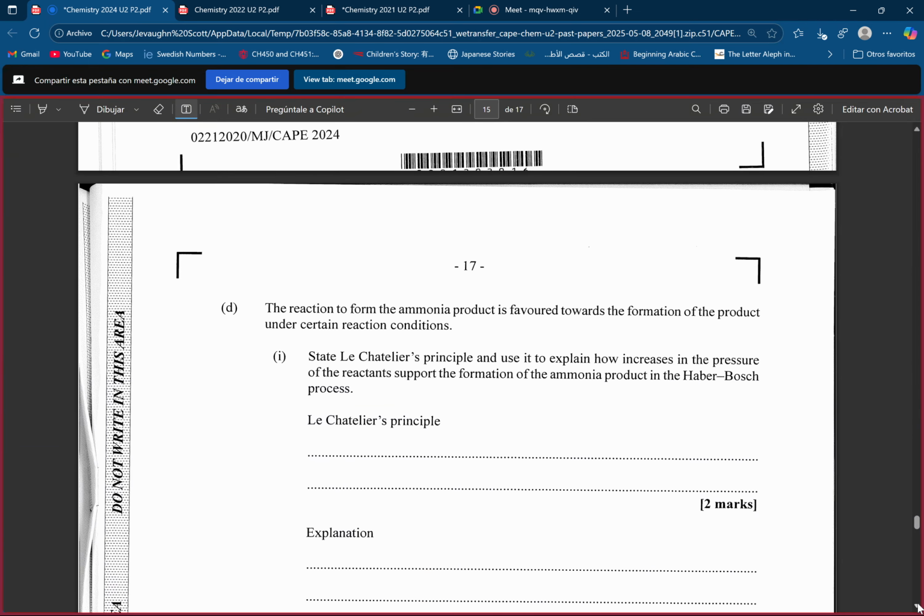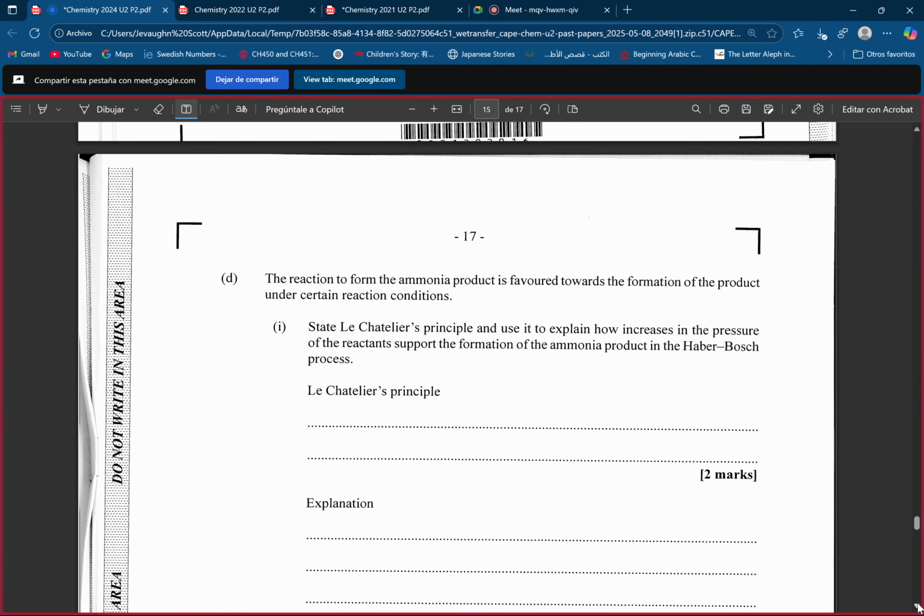Oh, look at that. Le Chatelier's principle, as I was talking about this morning. The reaction to form the ammonia product is favored towards the formation of the product under certain reaction conditions. State Le Chatelier's principle and use it to explain how increases in the pressure of the reactant support the formation of the ammonia product in the Haber-Bosch process. What is Le Chatelier's principle?